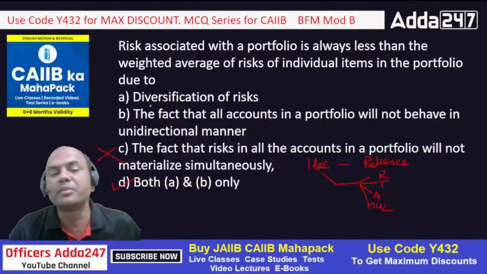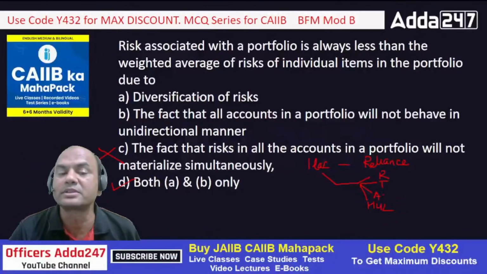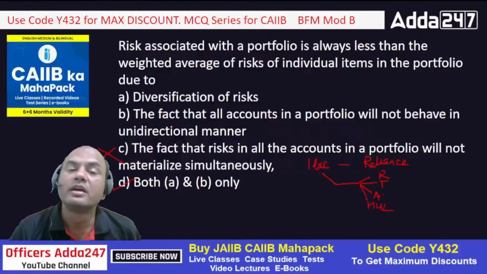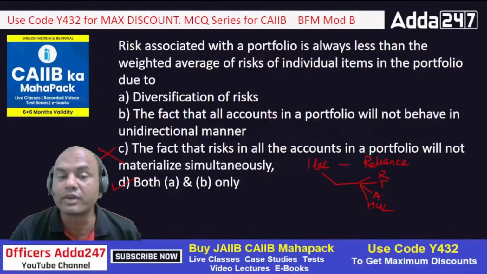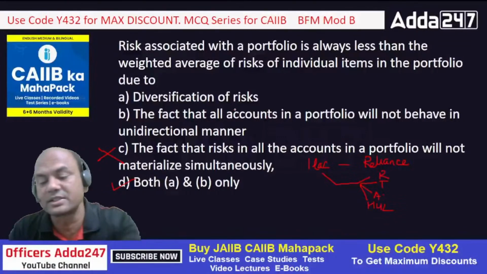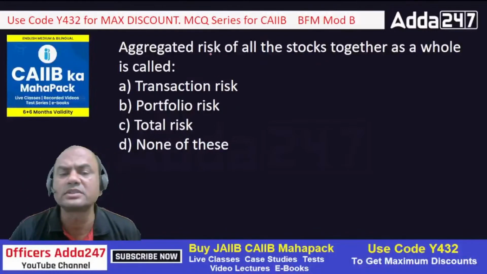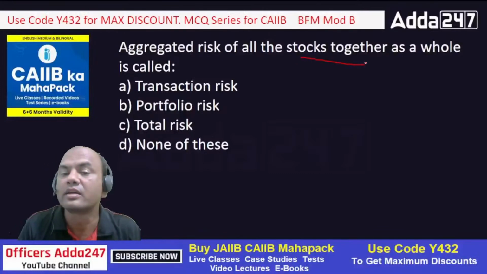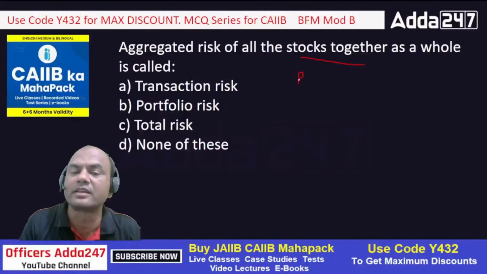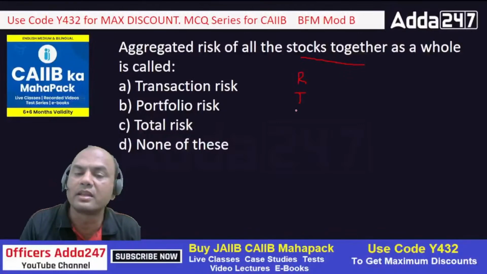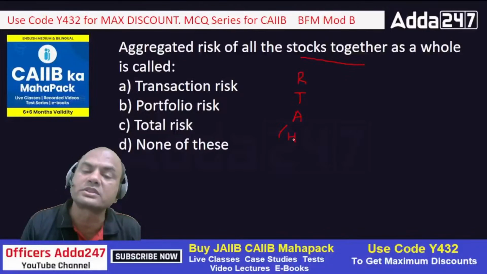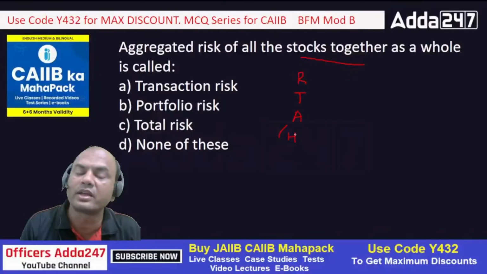Okay, mainly in any portfolio we have diversification of risk, meaning we diversify the money risk while investing. And why? So that all of them don't move in the same direction. Aggregated risk of all stocks together as a whole is called what? Let's take the same example again. Reliance, Tata, then let's take Adani, then Hindustan HUL. So all stocks combined, 25,000 each. So the combined risk of all these is known as what?